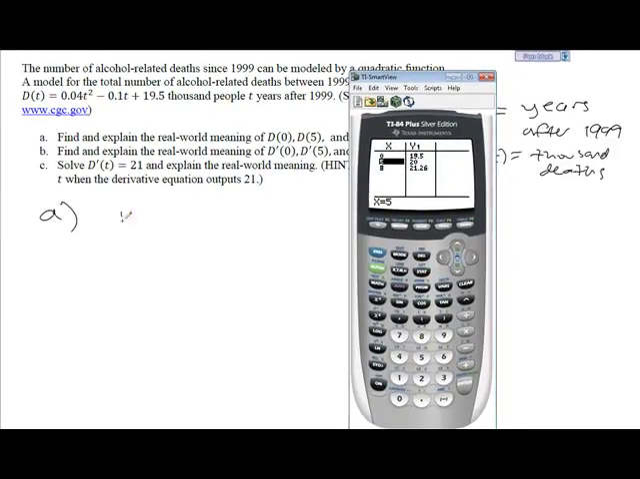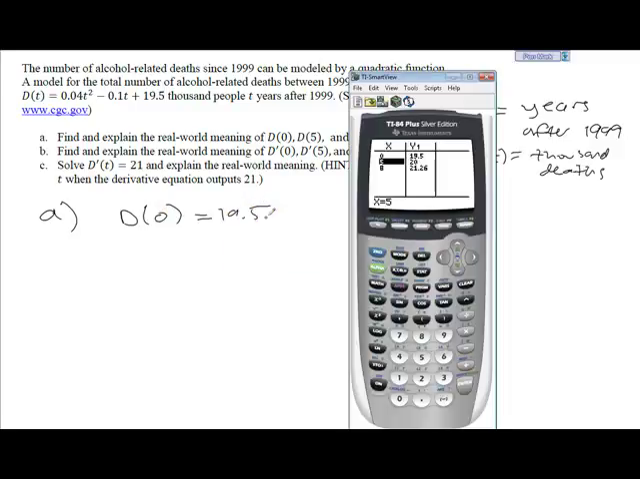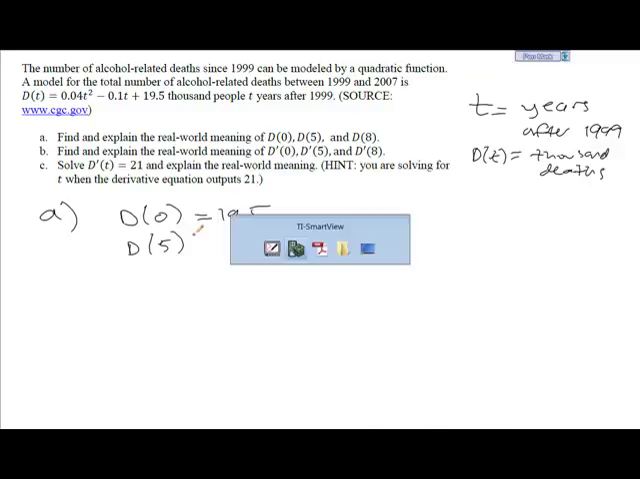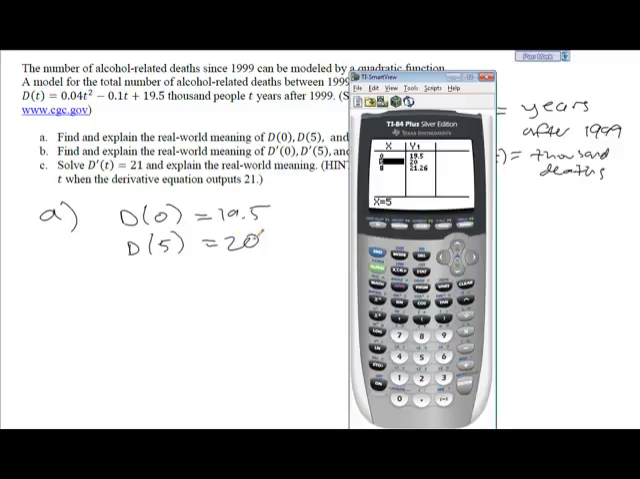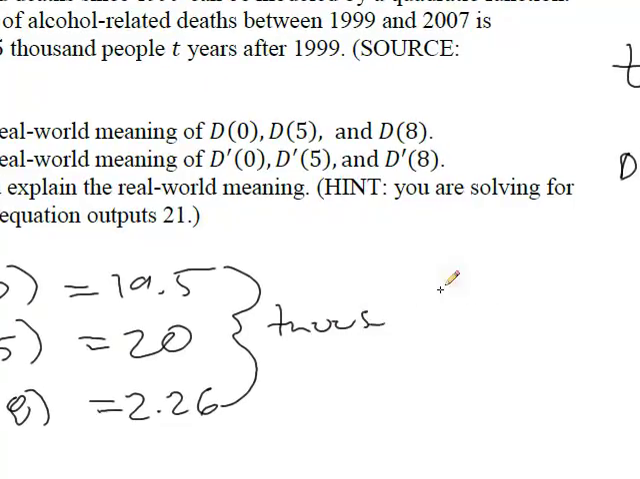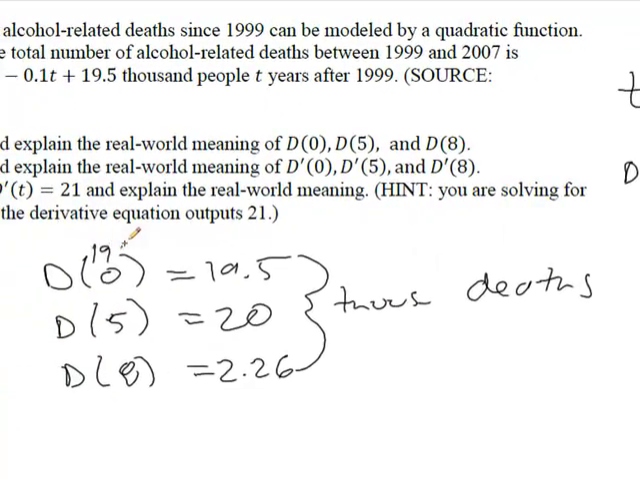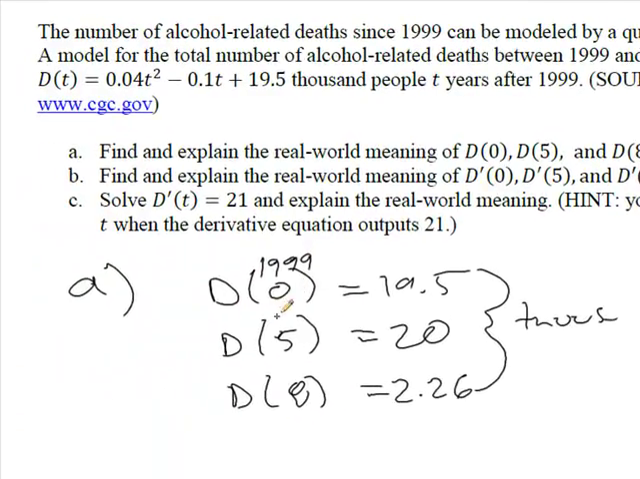So here are my answers. I have D of 0 equals 19.5. D of 5 is 20. And D of 8 is 21.6, or 21.26. And these are all thousands of deaths. And these inputs, well, this is the year 1999, since that's T equals 0. Here's 2004, and here is 3 years later, which is 2007.